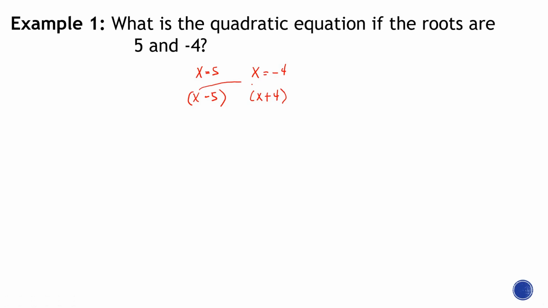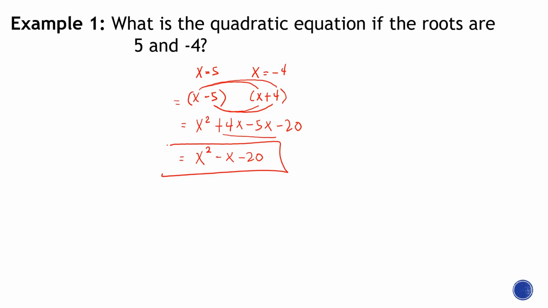So now that we have these two binomials, we just need to multiply them using the FOIL method. So x times x gives us x squared. X times 4 gives us 4x. -5 times x gives us -5x. And -5 times 4 gives us -20. And finally, we can combine the two terms in the middle. That gives us x squared minus x minus 20. Okay, so that's how we answer the first one.